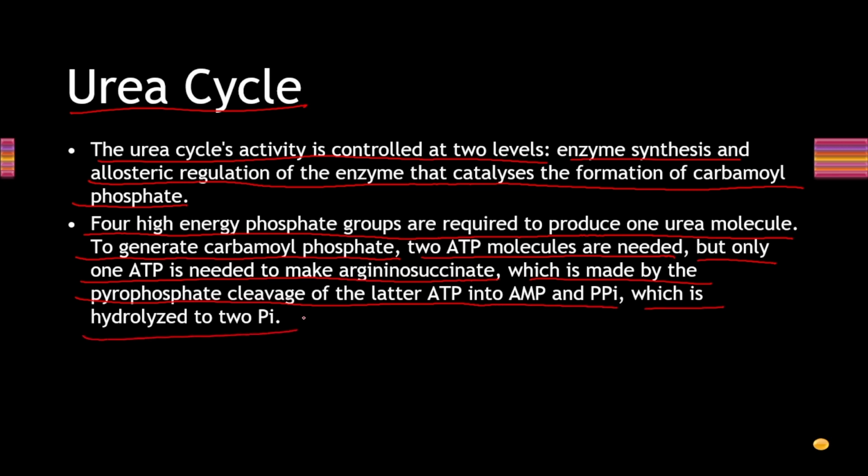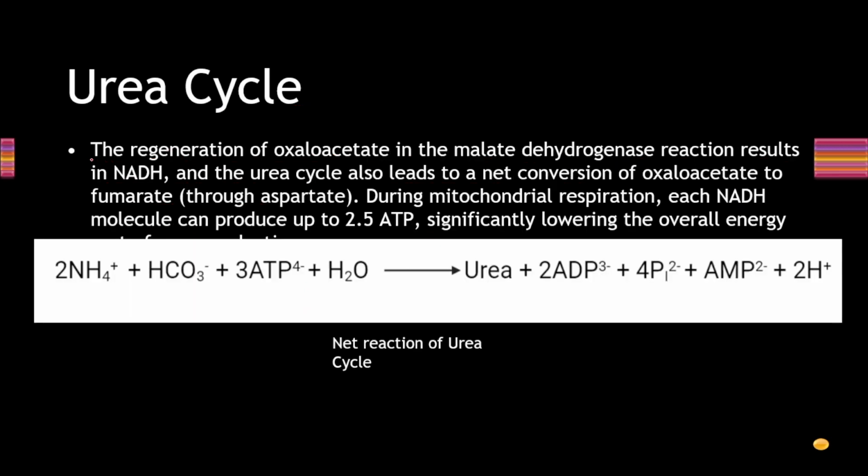So in the urea cycle, the regeneration of the oxaloacetate in the malate dehydrogenase reaction results in NADH, and the urea cycle also needs the net conversion of oxaloacetate to fumarate. During the mitochondrial respiration, each NADH molecule can produce up to significantly lowering the overall reactions.